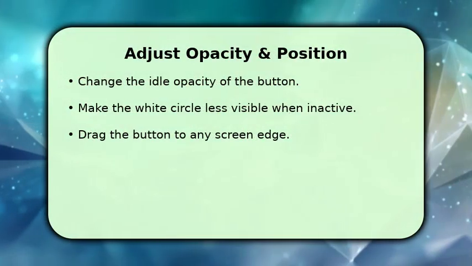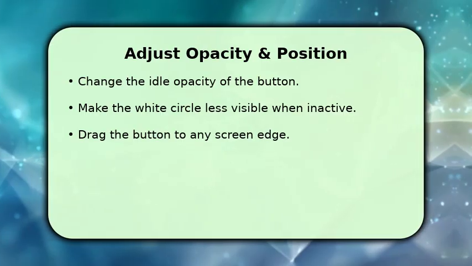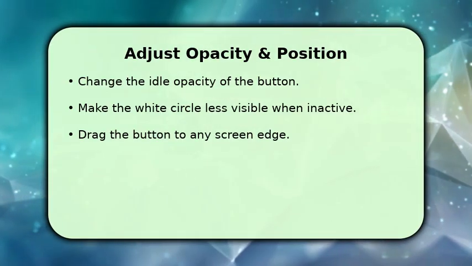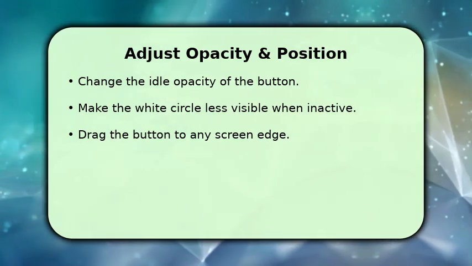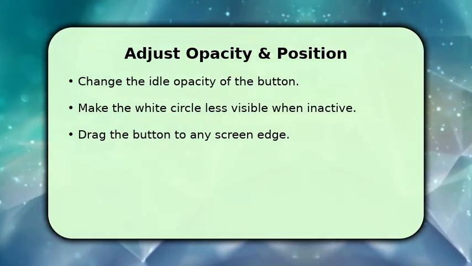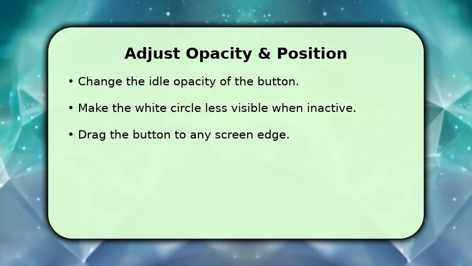To make the white circle less intrusive, you can adjust its idle opacity. Go back to the Assistive Touch settings and find Idle Opacity. You can set it to a lower percentage, like 15%, so it fades when not in use. You can also drag the white circle to any edge of your screen to reposition it.